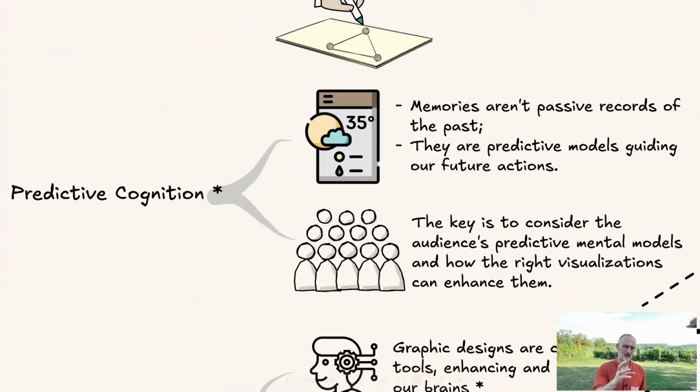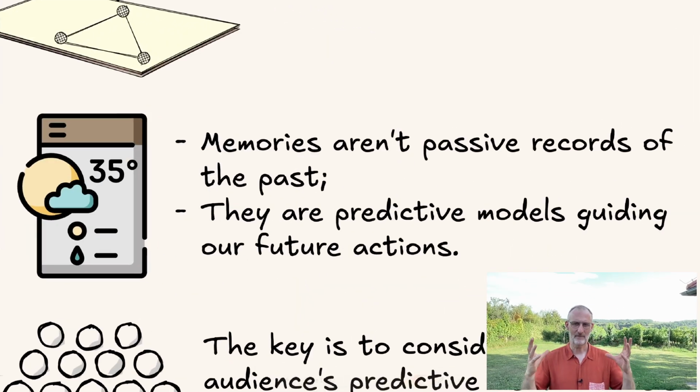So Colin covers a couple of basic concepts. The first one is predictive cognition. And predictive cognition is about the mental models you build up to understand certain situations. Colin states that memories are not there to reminisce over the past. That's sort of a side effect. Memories are predictive models guiding future action.